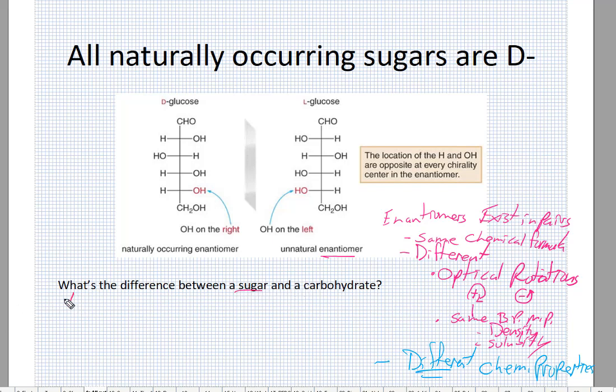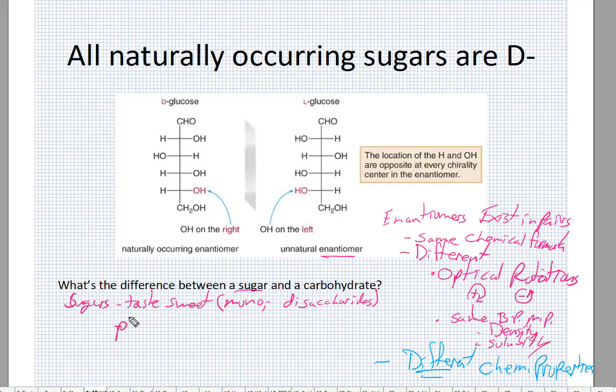Sugars taste sweet. And so generally these are mono or disaccharides. Carbohydrates, as we mentioned, they just happen to have these polyalcohols with aldehydes or ketones. A carbohydrate that doesn't taste sweet is simply just a carbohydrate.